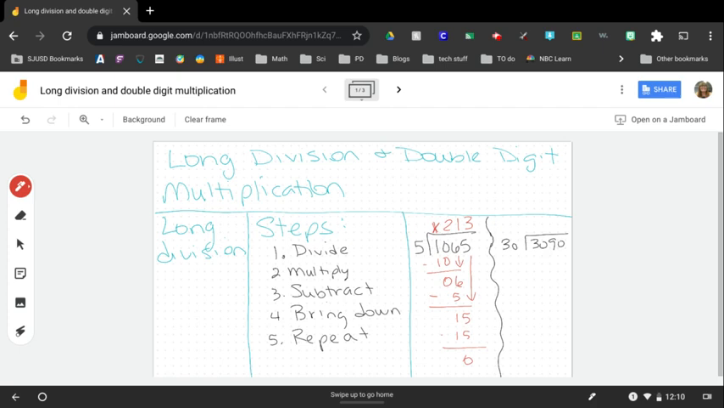So we can stop right there. And the way that I know that we can stop is that there's no more numbers to bring down. That's very important. That you continue dividing until there's no more numbers to bring down. You might want to make a note of that. All right, here's the other one.